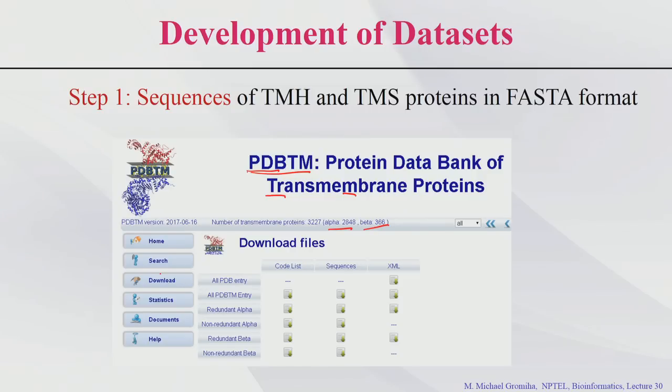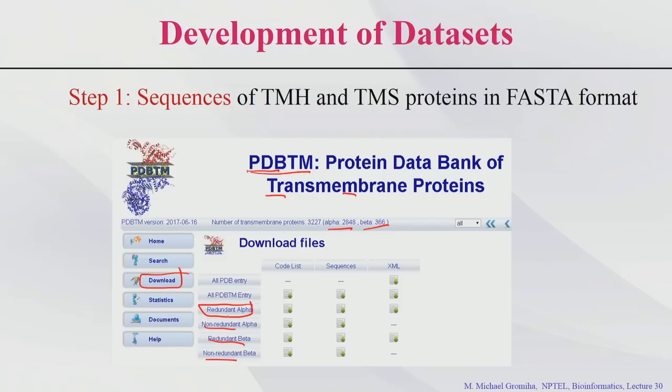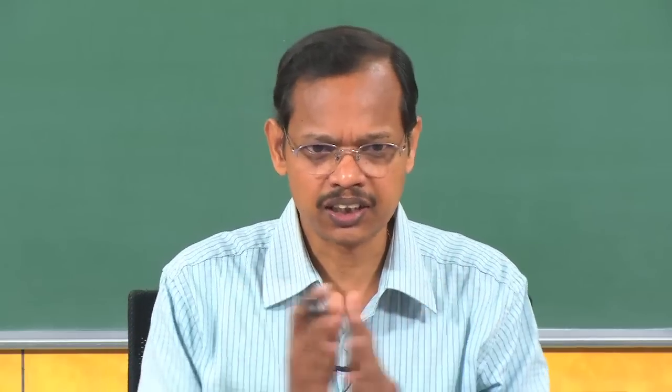If you go to the download option, there you can get the redundant alpha and the non-redundant alpha, also the redundant beta and non-redundant beta. First we take all the redundant ones. Or you can get the non-redundant, but here they use a specific cutoff, either 30% or 40%. Sometimes we like to have a specific cutoff as per our desire. In this case we need to download the redundant data, that means we will get all the data. Once we get all the data, what do you have to do? You have to take the non-redundant data set.